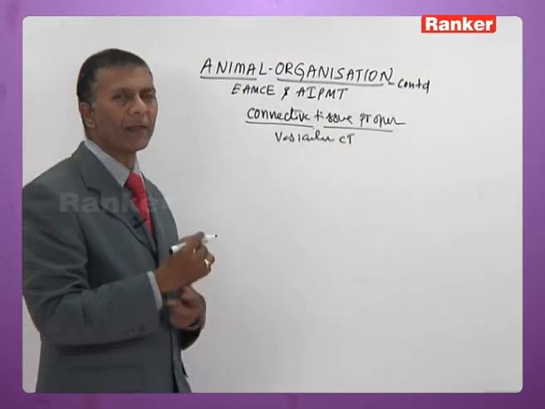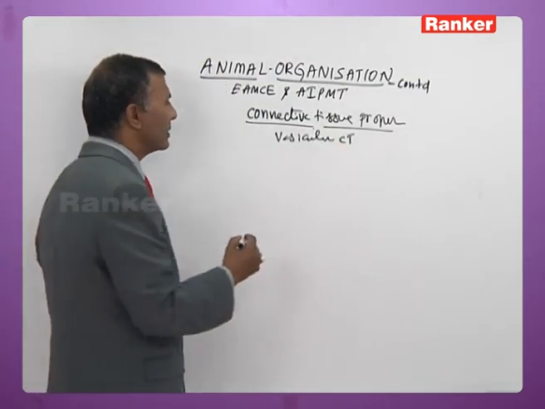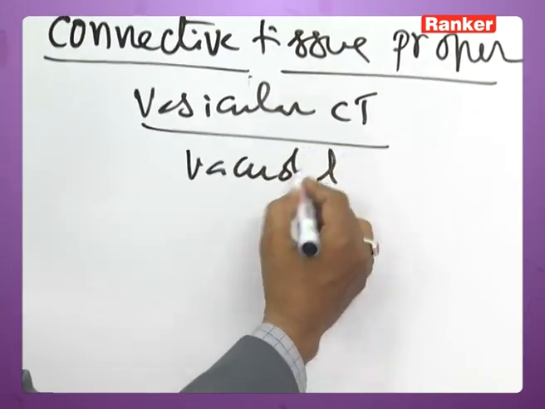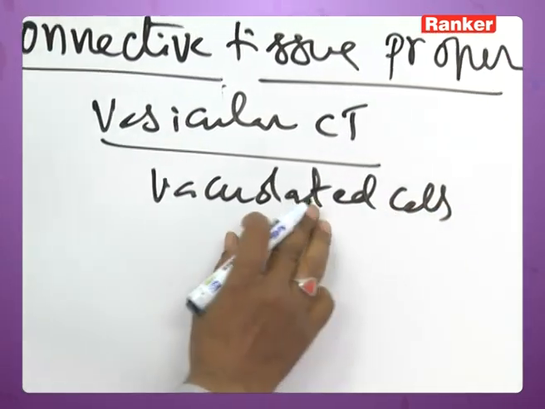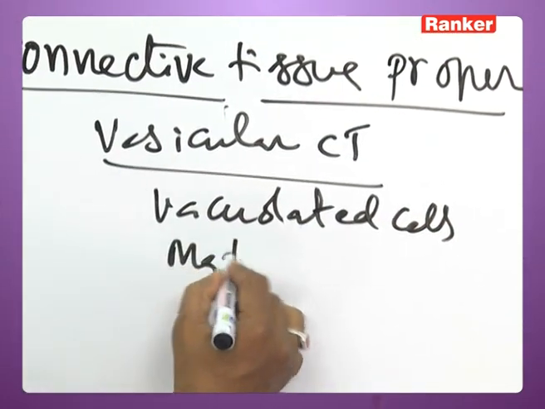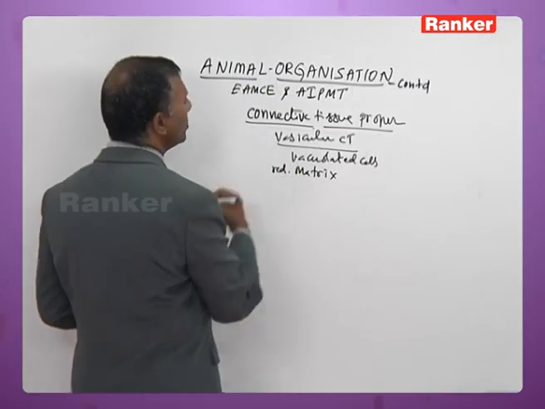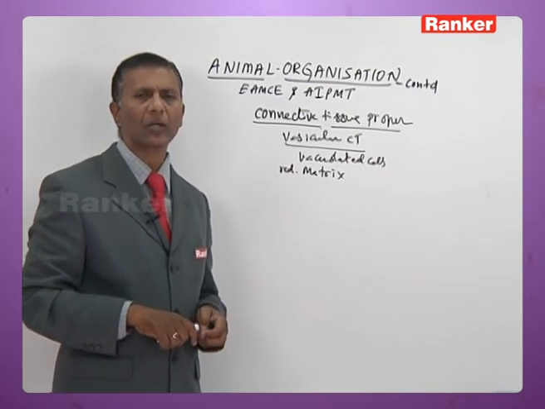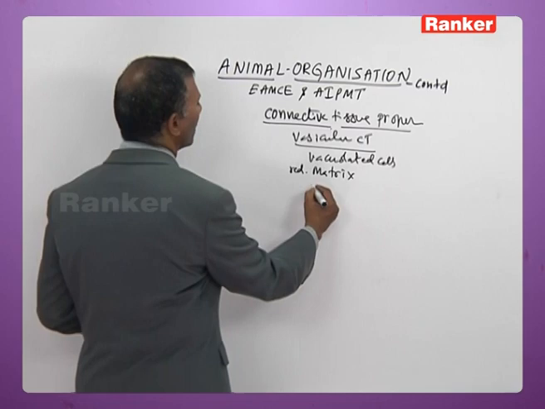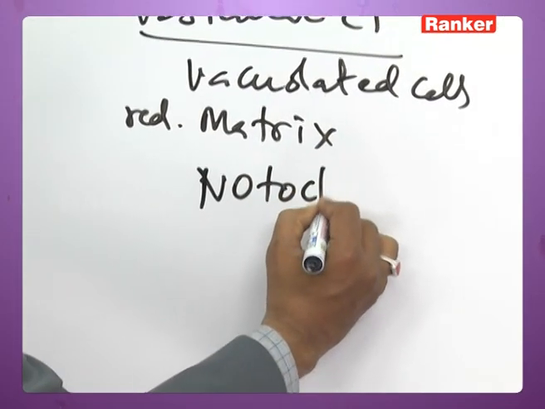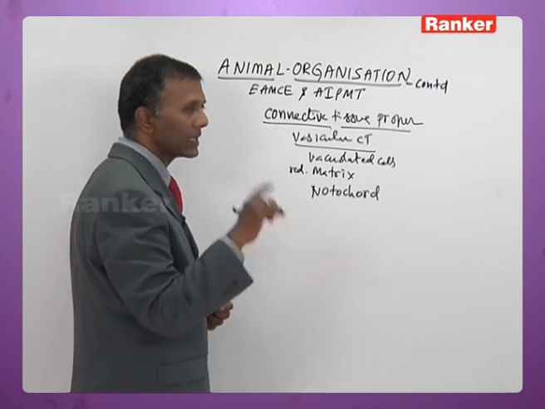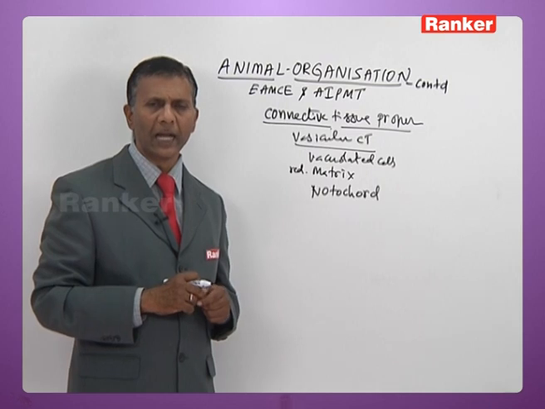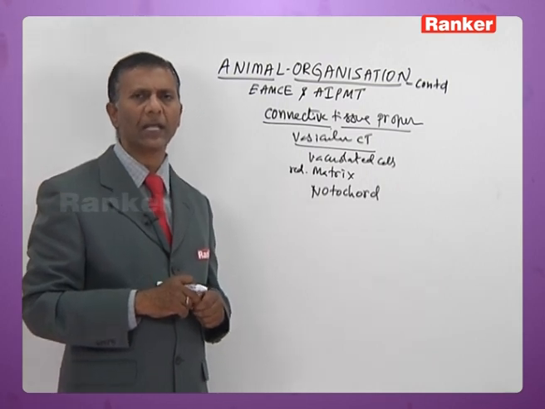Vesicular connective tissue is another type of loose connective tissue. This vesicular connective tissue has vacuolated cells and a reduced amount of matrix. It is present in the notochord. The only organ which is made up of vesicular connective tissue is the notochord. At the center of the notochord, when you take a cross section, you find vesicular connective tissue surrounded by an inner dense thick connective tissue sheath and an outer thin elastic sheath.